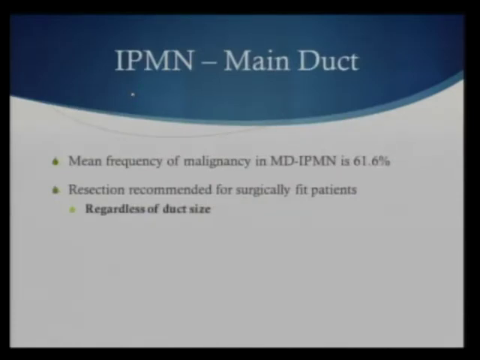So for treatment of main duct IPMN, there are certain principles. The mean frequency of malignancy in main duct IPMN is over 60%. So the current recommendation is to resect main duct IPMN regardless of size. Some papers you look at may say resect only for greater than 1 centimeter and follow anything less. I think the safest option to know is that if the patient is surgically fit and there is main duct IPMN, regardless of the size of the duct, go for resection based on the high probability of malignancy associated with it.